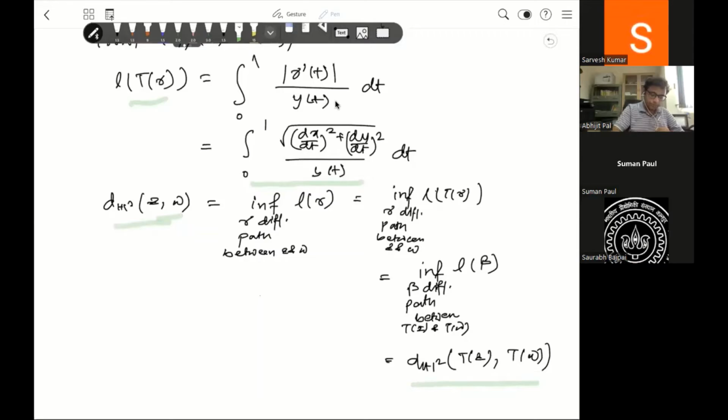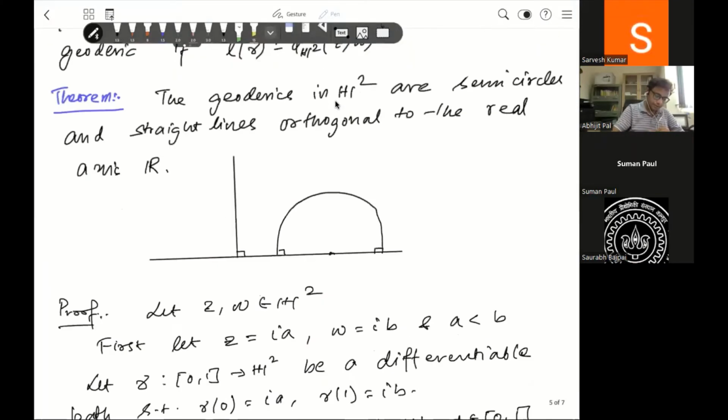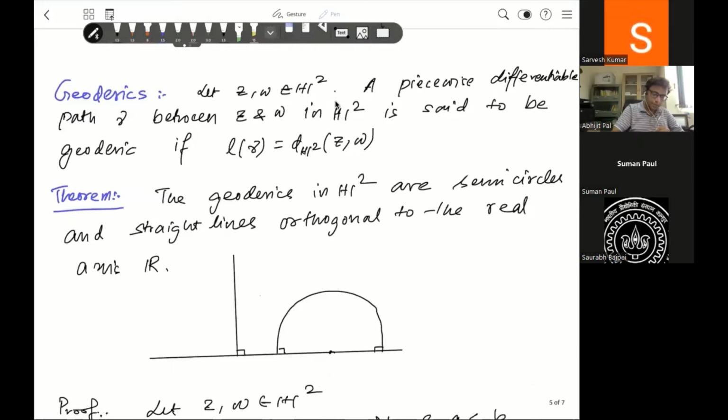This part has also been said by Sri Krishna. So what are geodesics in this upper half plane? He has said that the vertical lines and the semicircular arcs with center on the real axis are my geodesics.